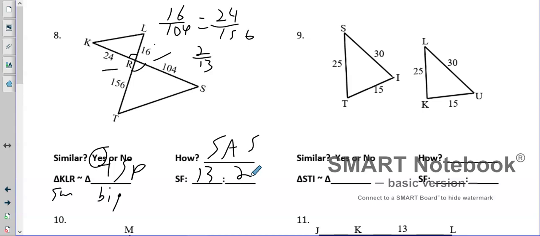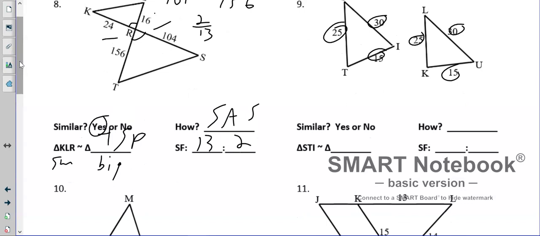Okay, number 9. We have 3 numbers. So obviously what we're shooting for is SSS. All right? Now, if we look here, 25 and 25 are the same. Well, and 30 are the same. Well, 15 and 15 are the same. So these two triangles are actually congruent. But we're testing similarity. Well, congruent angles are similar. They're just so similar, they're actually equal. So it is yes. It's SSS similarity.